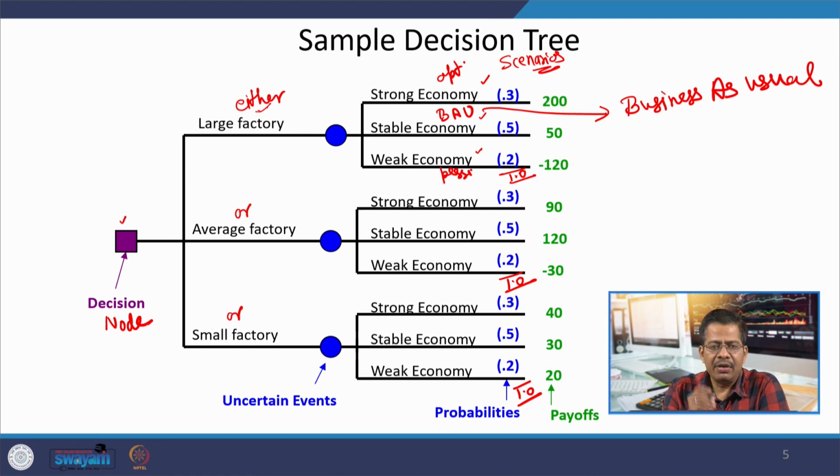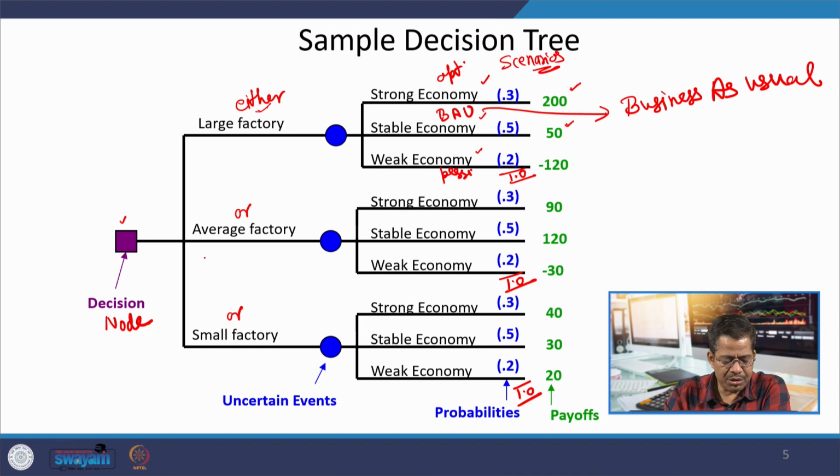Now, if I am opening a large factory and the economy remains strong, I may gain a profit of 200 rupees. If a stable economy is there, I will gain a profit of 50 rupees. But if I open a large factory, but the economy is declining, I may get a loss of 120 rupees. And so on. I have mentioned other scenarios also with respect to my decisions of opening a medium factory or a small factory. So, here these are the payoffs.